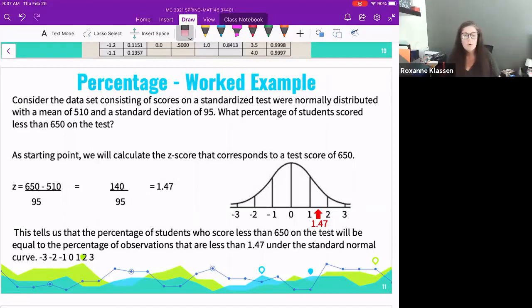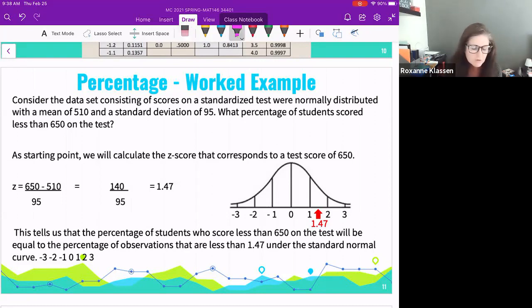All right, so this is just more of the same. It's saying you have a data set consisting of scores on a standardized test that were normally distributed. The mean in this case is 510, and the standard deviation is 95. It asks, what percentage of the students scored less than 650 on the test? Notice it doesn't say calculate a Z-score. It just asks what percentage of students scored less than 650 on the test?